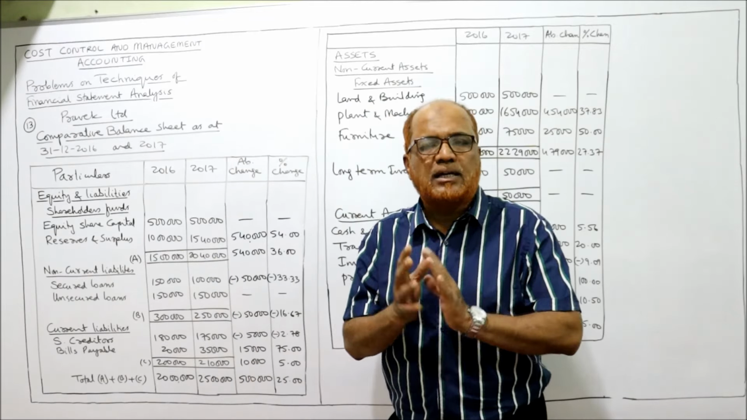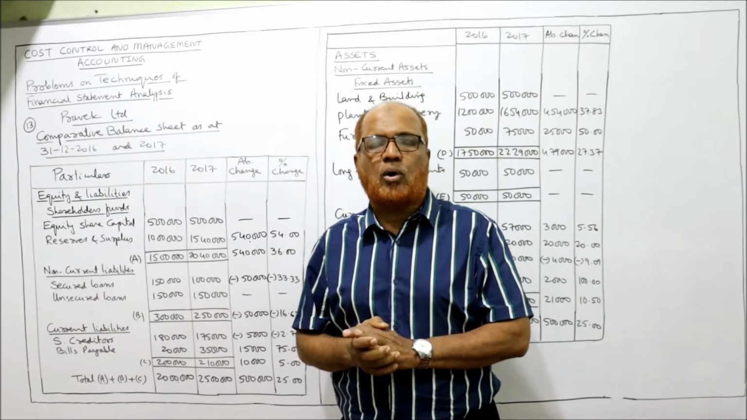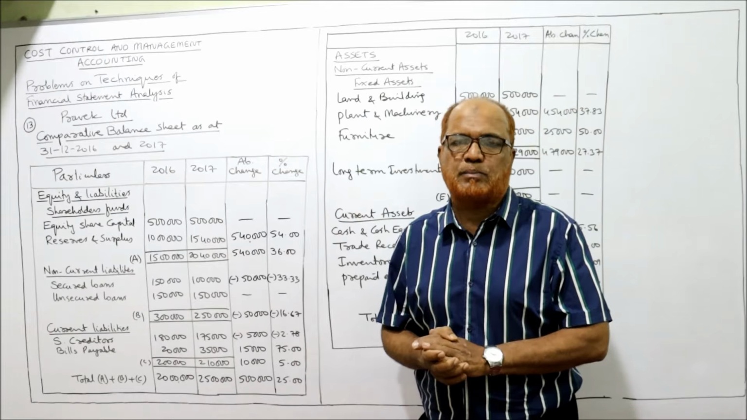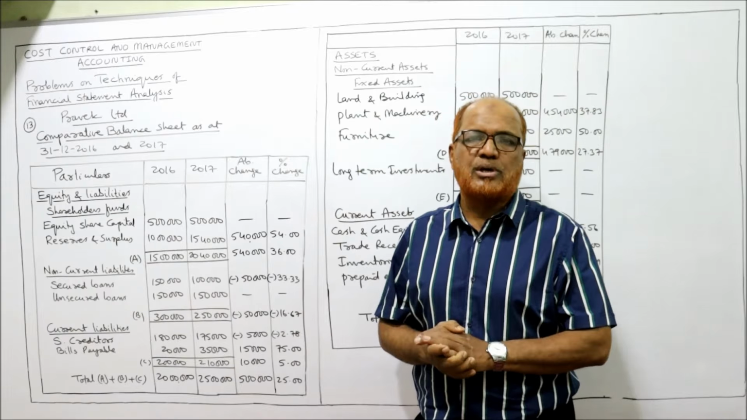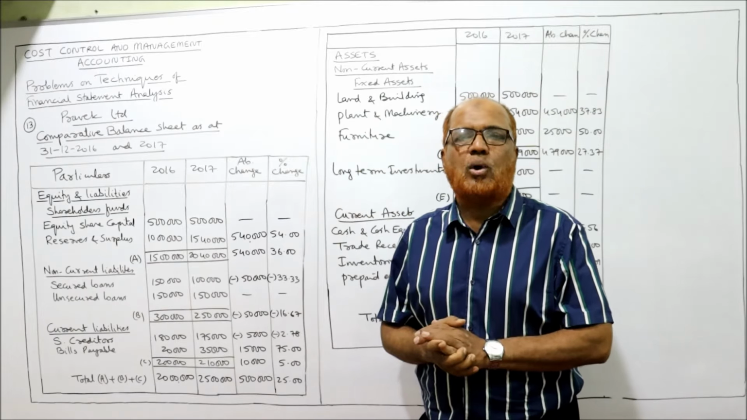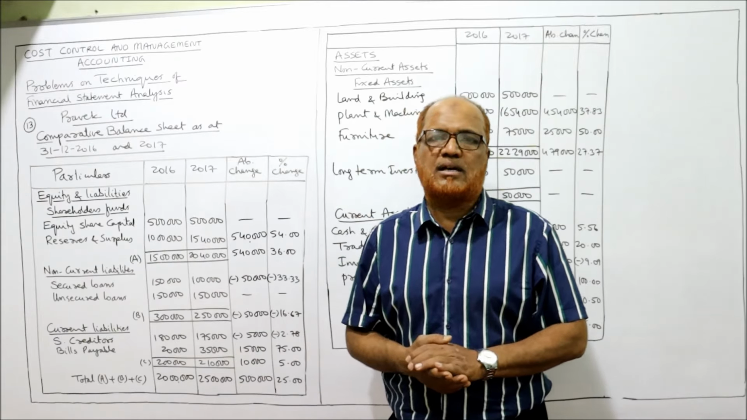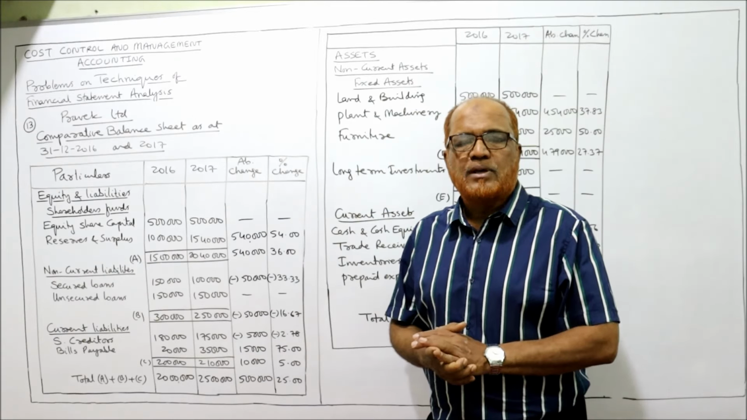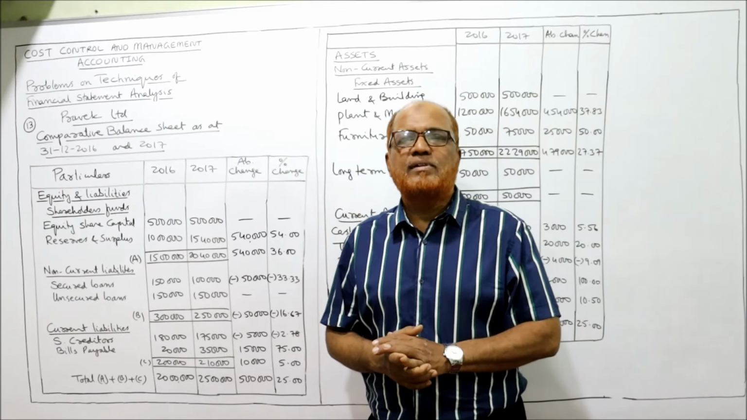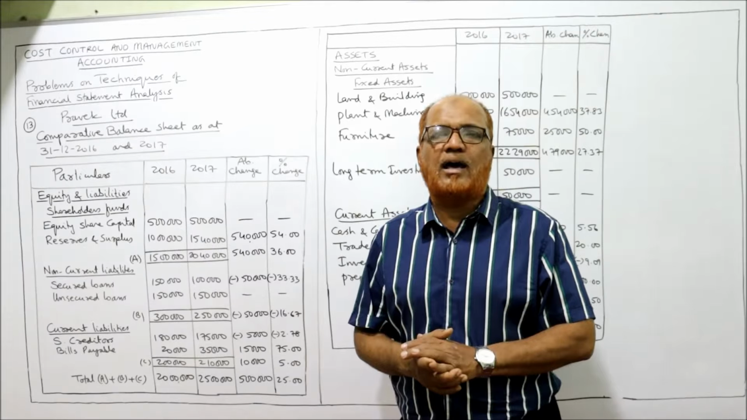So totally 13 long problems we have completed on comparative income statements and comparative balance sheets. The next problem we have to start on trend analysis. Then we have to complete the common size analysis. That's it. So inshallah in the next video we will start the problems on trend analysis.